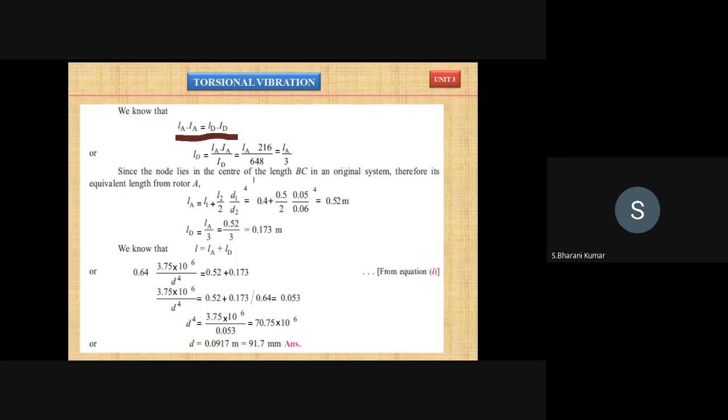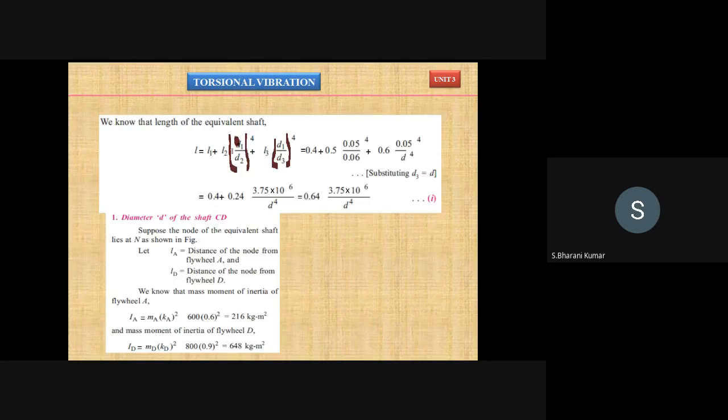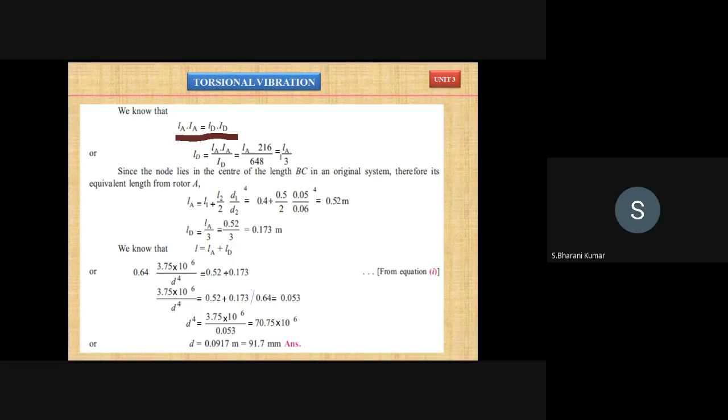Again, here is LD in terms of LA. LD is equal to LA into IA divided by ID. IA and ID we already found, that is 216 and 648. Put that data here, you get LD equal to LA by 3.